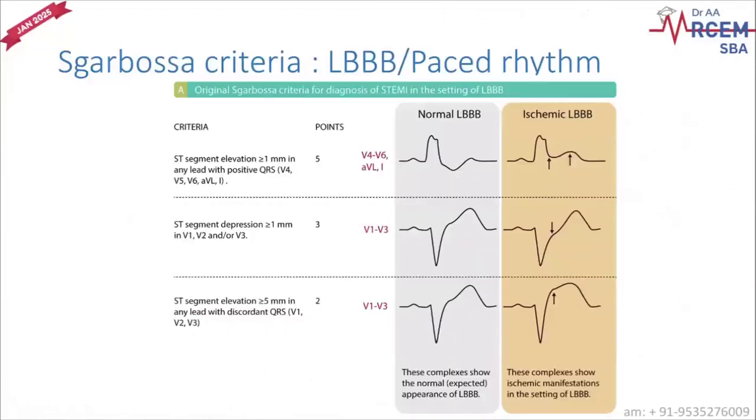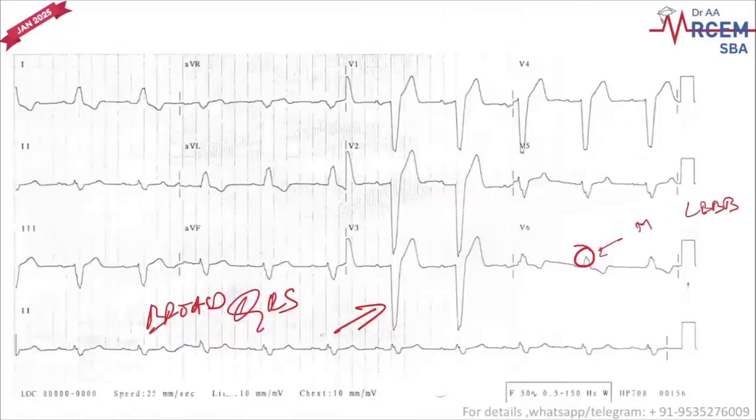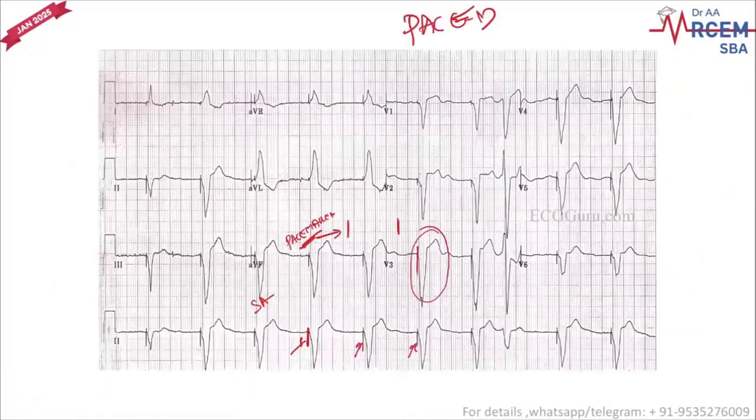Whenever you have a left bundle branch block or a paced rhythm, as we discussed previously, it becomes difficult to interpret and say whether these patients have an ST segment myocardial infarction or not. There is an ST segment elevation seen here. Is it significant? Can I label it as an anterior wall myocardial infarction in this patient? Not sure. What about in a pacemaker rhythm? Similar findings are seen here. Is this significant? Can I label it as an ST segment myocardial infarction or not?